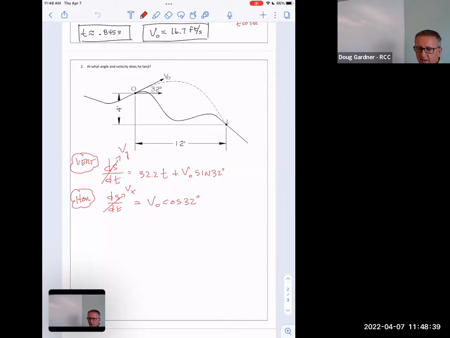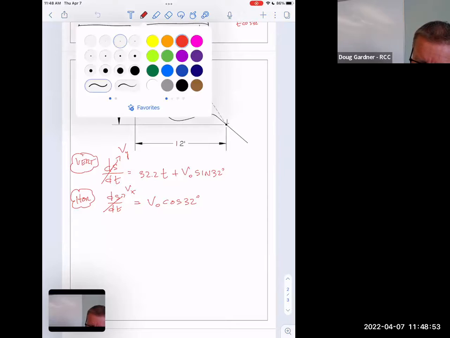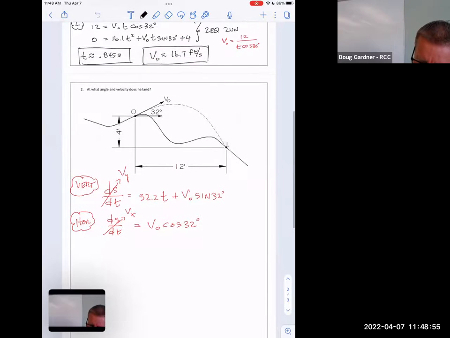So don't I now have equations for my different velocities? But do I know anything? Again, recipe, I've got Vy and V of X. Do I know anything over there? I know everything. At landing, I know T and I know V0. Didn't I just figure those out? So I know T is 0.845 seconds. I know V0 is 16.7 feet per second.